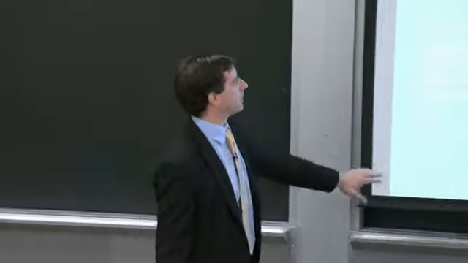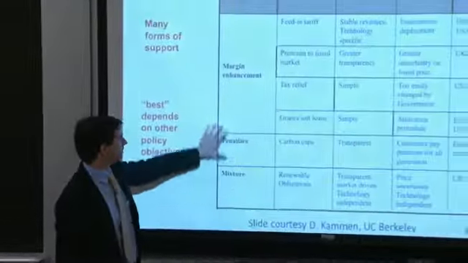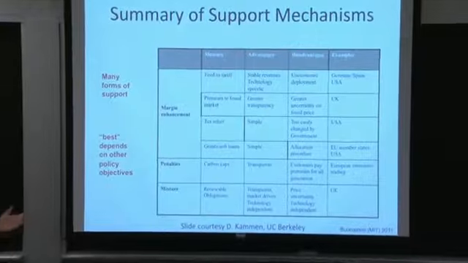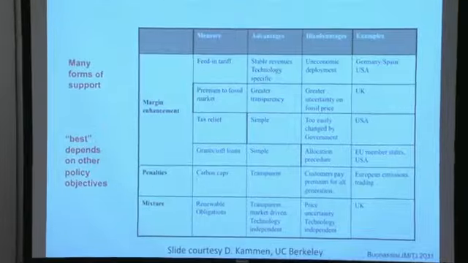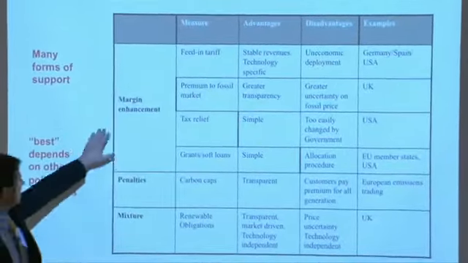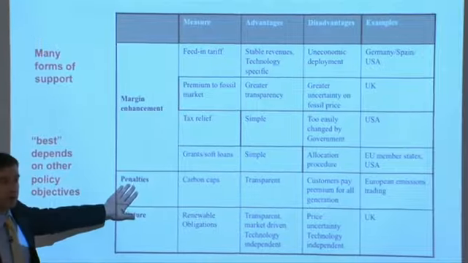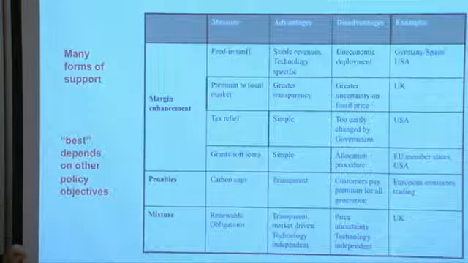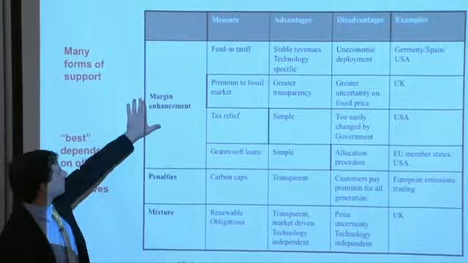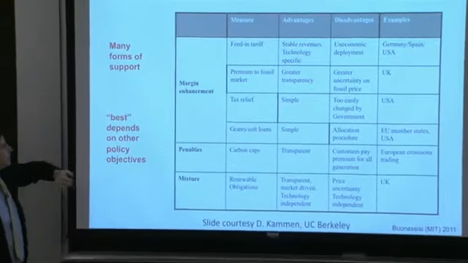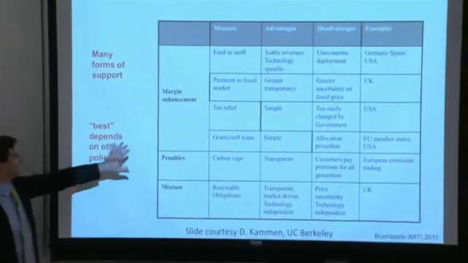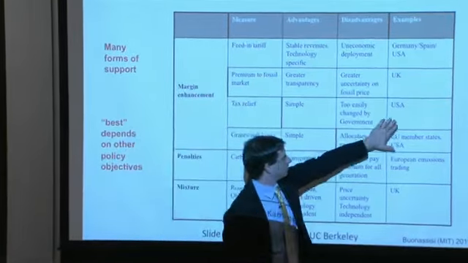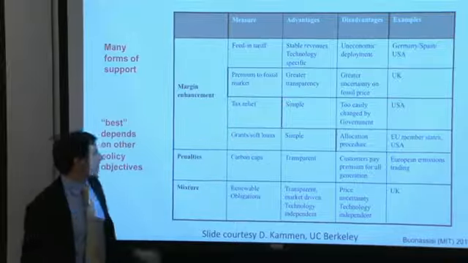So there are a variety of different support mechanisms, a variety of different subsidies in different countries and different states within the United States. And you can think about these as the carrot, the stick, and the hybrid. The carrot meaning the margin enhancement, the stick being the penalty if you produce too much carbon, for instance, and some variety of mixtures between the two. So in terms of margin enhancement, the carrot, what mechanisms exist? Let me break it down very simply into two different categories. We'll look at what the United States has mostly done, which are tax relief and grants and soft loans.